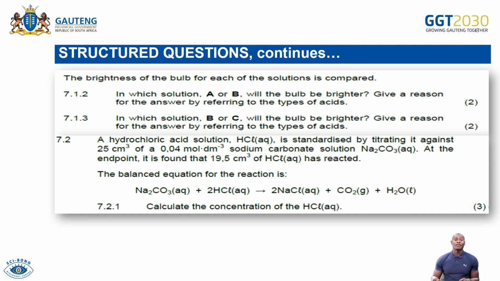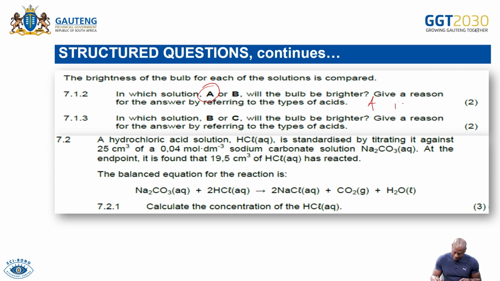Then the brightness of the bulb for each solution is compared. In which solution, A or B, will the bulb be brighter? Give a reason for the answer by referring to the types of acids. So A or B, obviously we are expecting the bulb to be brighter in solution A. Give a reason by referring to the acids. Although both of them are strong acids, A is a strong diprotic acid, so obviously it contains a high concentration of hydronium ions.